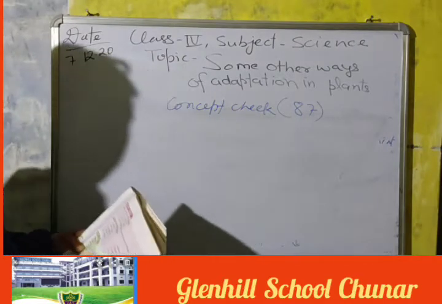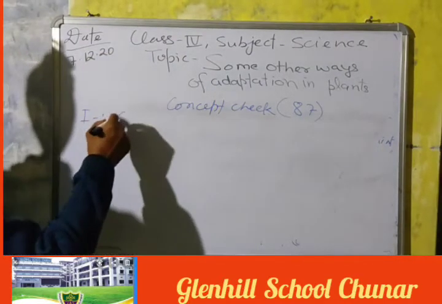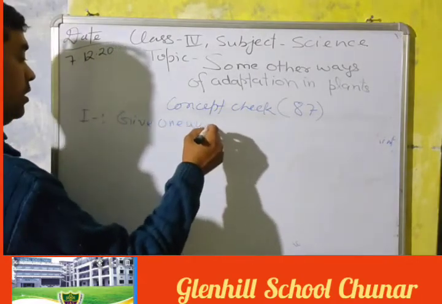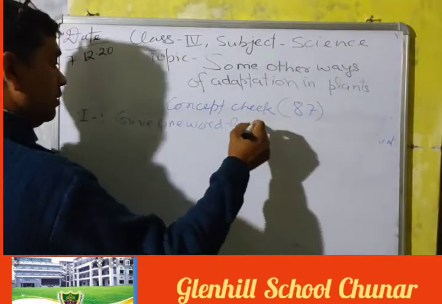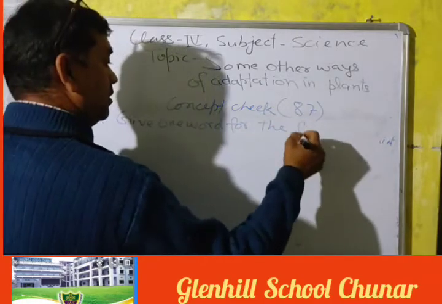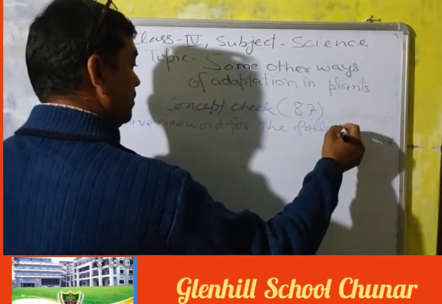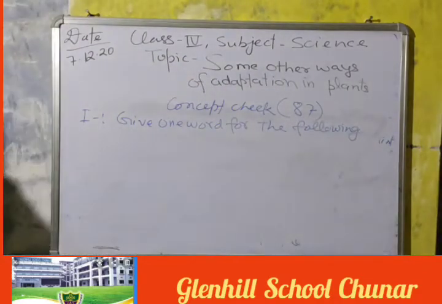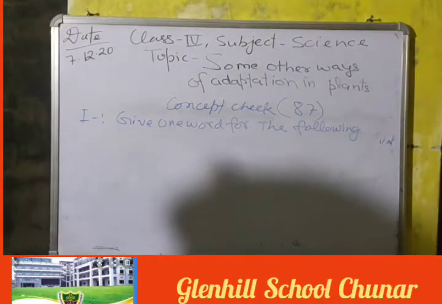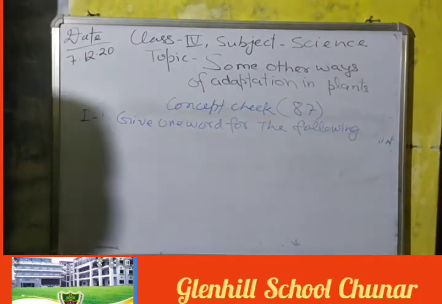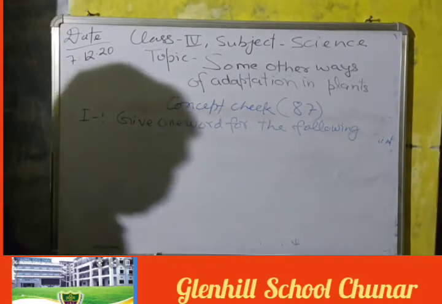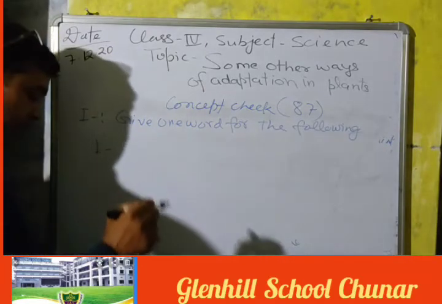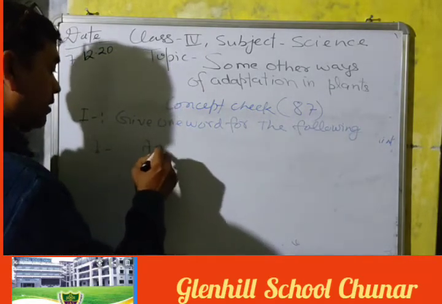Give one word for the following. Plant that grows in water. Write down: plant that grows in water. It is called an aquatic plant.